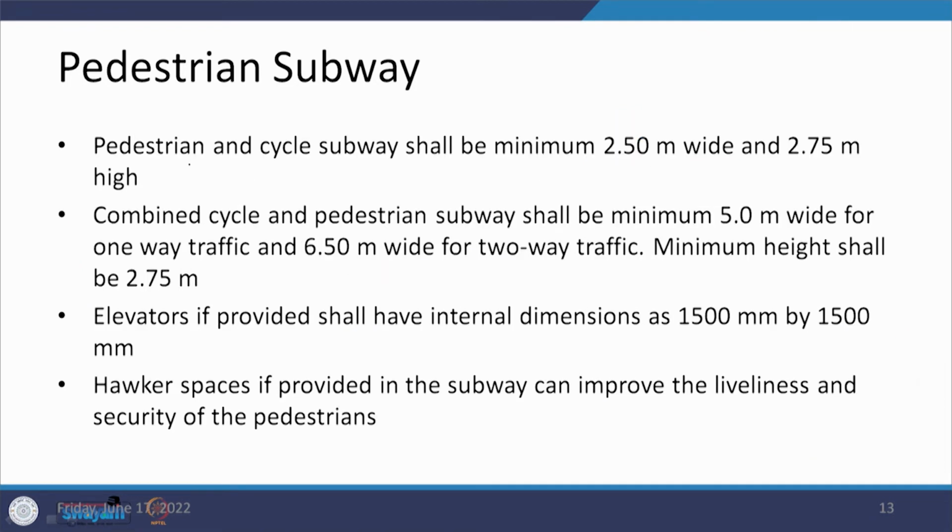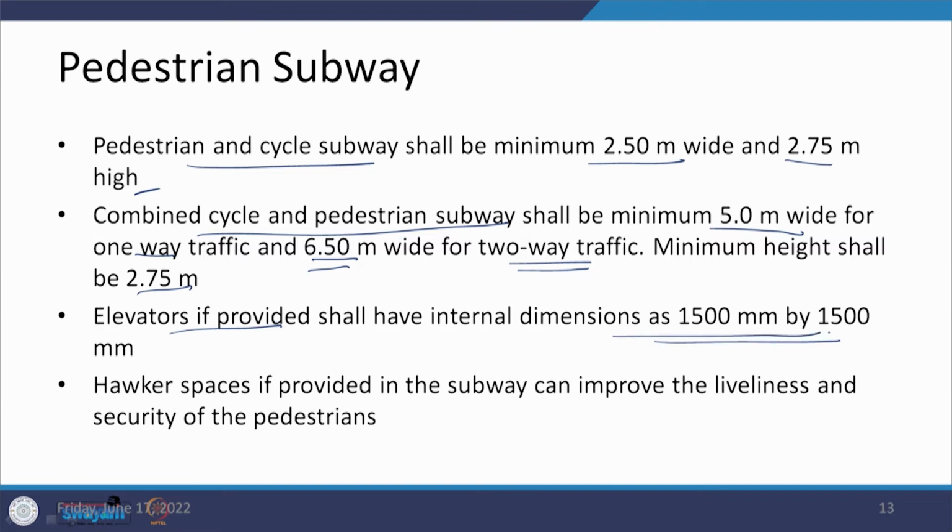Then if we are providing a pedestrian and cycle subway, a minimum of 2.5 meters wide and 2.75 meters high is going to be there. If a combined cycle and pedestrian subway is being provided, depending on whether the traffic is moving in either direction, it is 5 meters for one way and 6.5 meters for two-way traffic, and here the height remains the same at 2.75 meters. Elevators, if provided, should have internal dimensions of 1500 mm by 1500 mm, and if hawker spaces can be provided in the subway, then it helps in two ways.